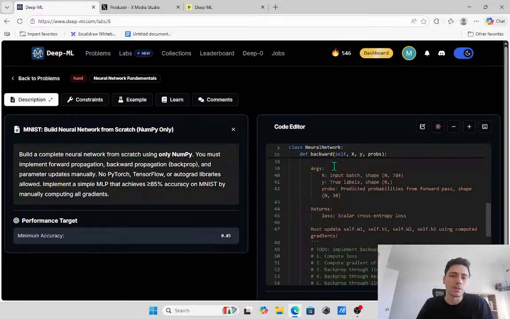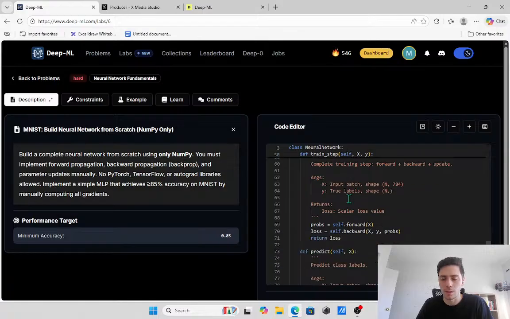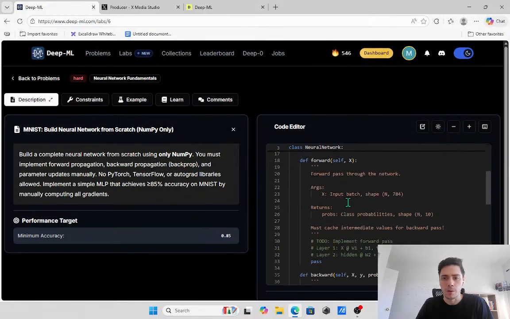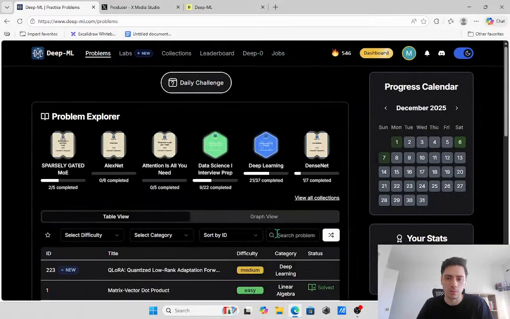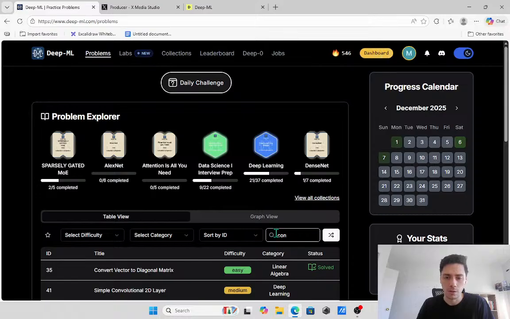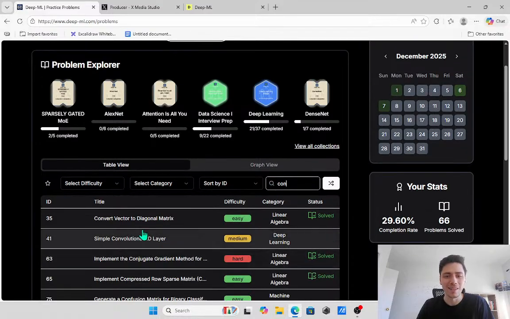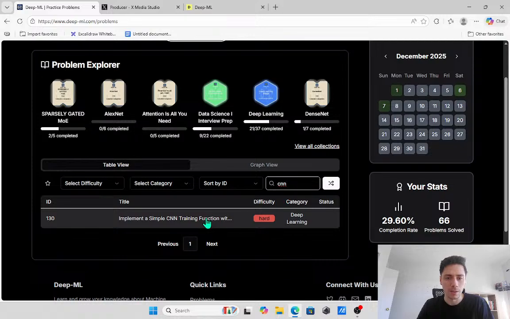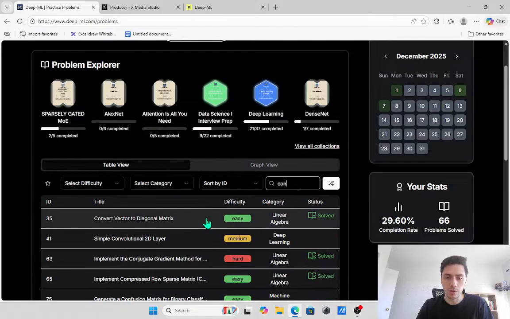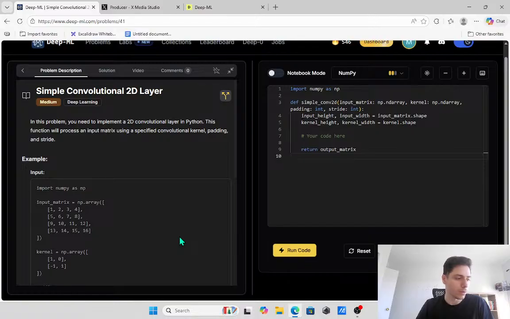So I guess the ideal thing you would build here, because you're training this for MNIST, would be a CNN. My goal is to eventually build a CNN here, but we're going to start with, I guess, two CNN questions. We have a simple convolutional 2D layer, and then we have a full CNN forward and back prop. So we'll start with the easy one, and we'll move from there.